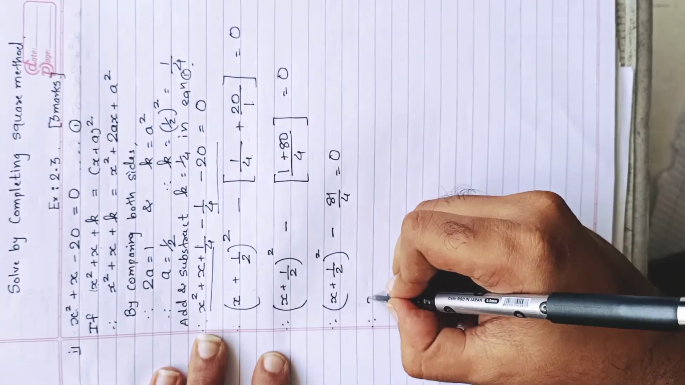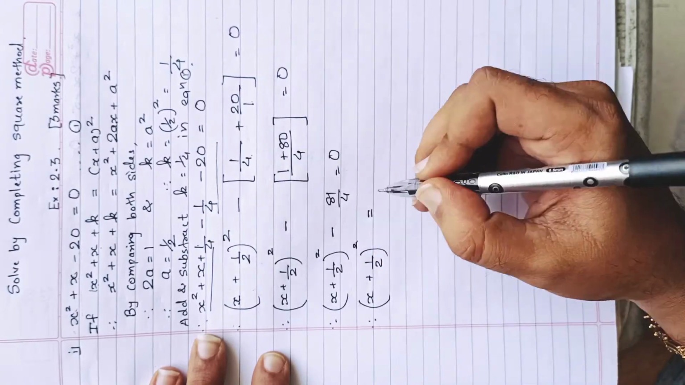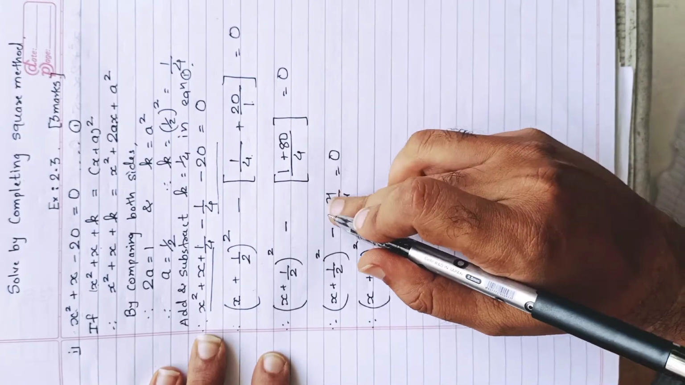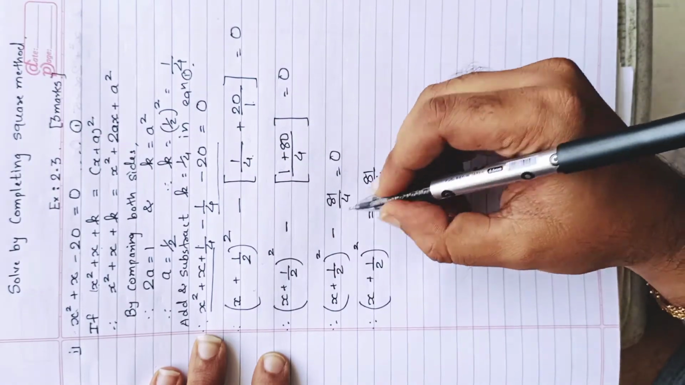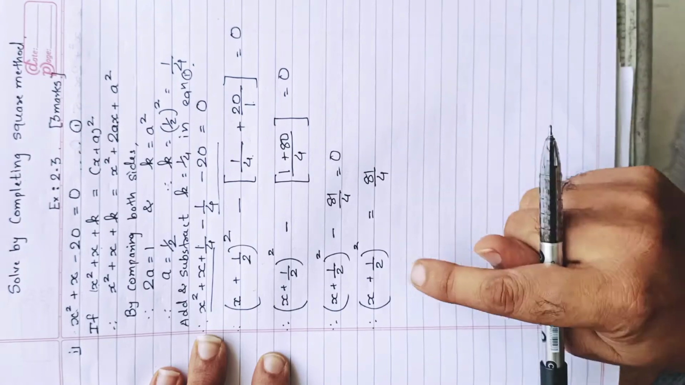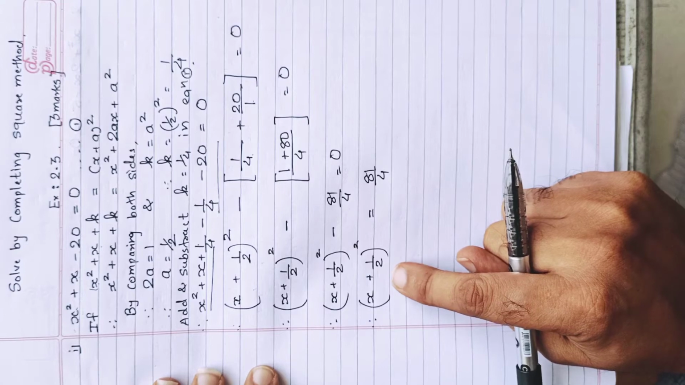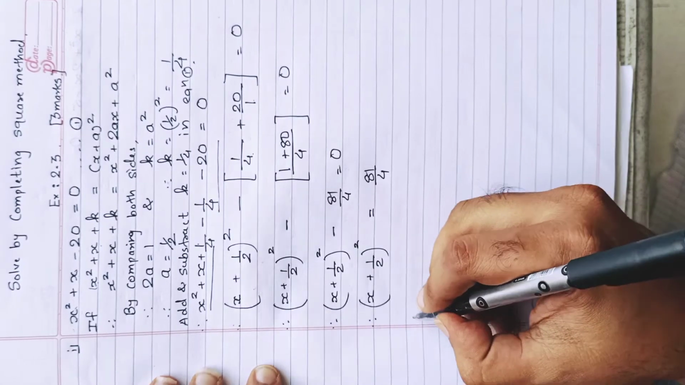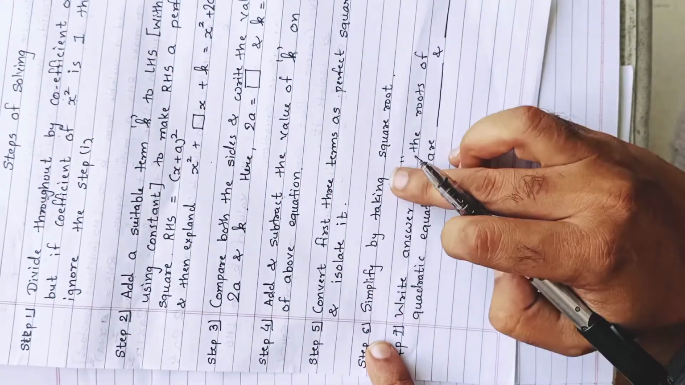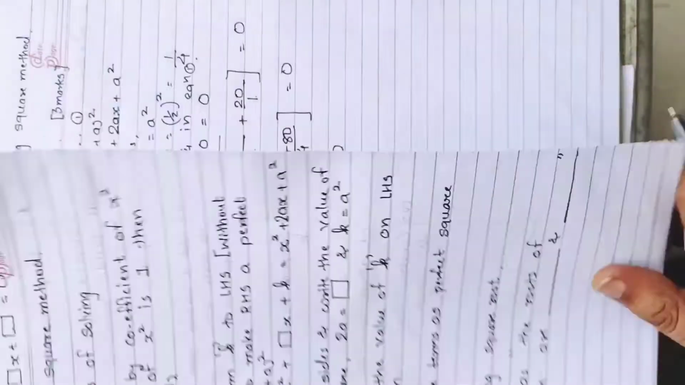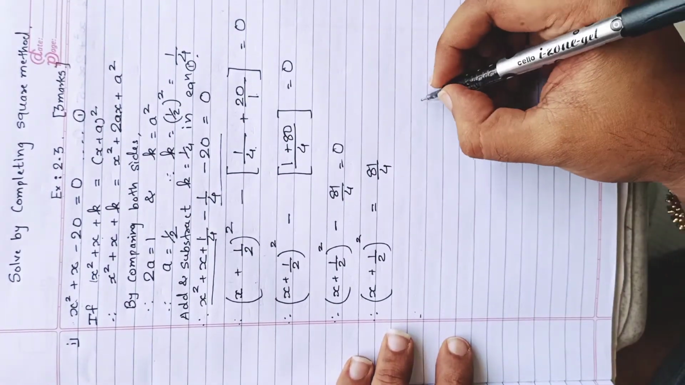Therefore x plus 1 upon 2 the whole square equal to, now we need to isolate this. Isolate means this negative term will go there, so 81 by 4 will become positive. So we have isolated the perfect square. Okay. And the next step, after isolating it, simplify by taking square root. So it means we have to take the square root on both sides.